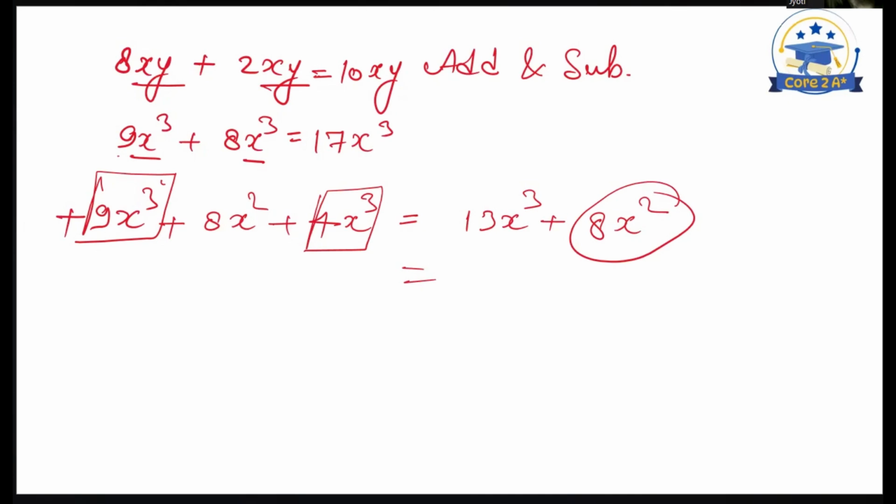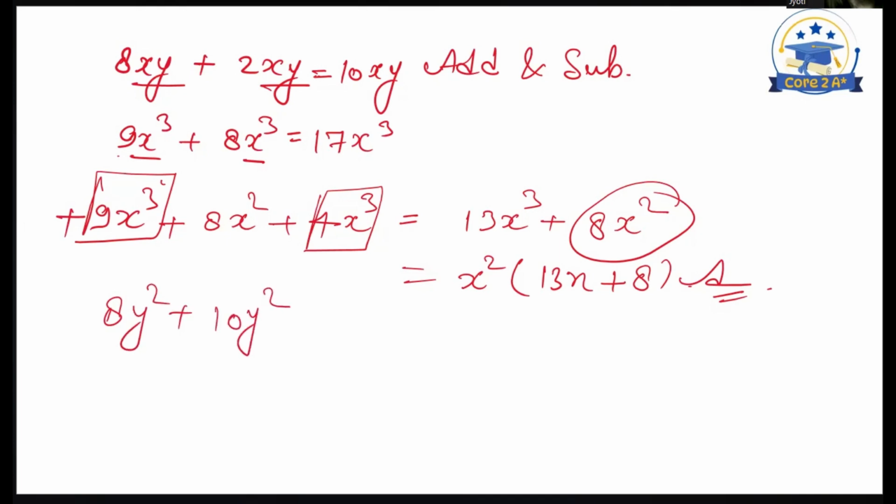We can solve further by taking x square common. So if we take x square common, in the bracket we will get 13x plus 8, right? That will be the answer. Similarly, like terms means those that have the same variable. 8y square plus 10y square, right? And so on. So just focus on the variable.